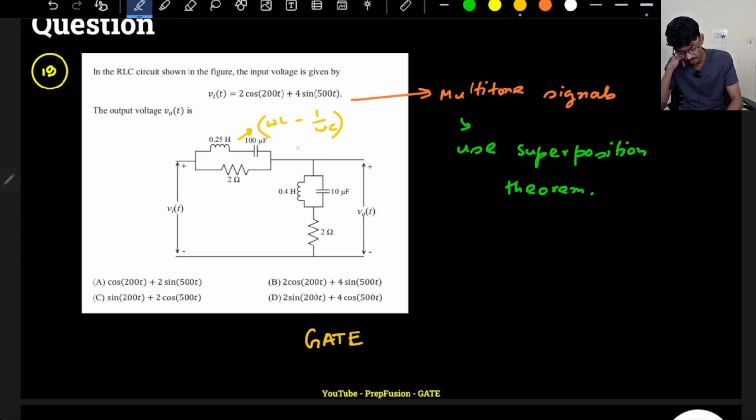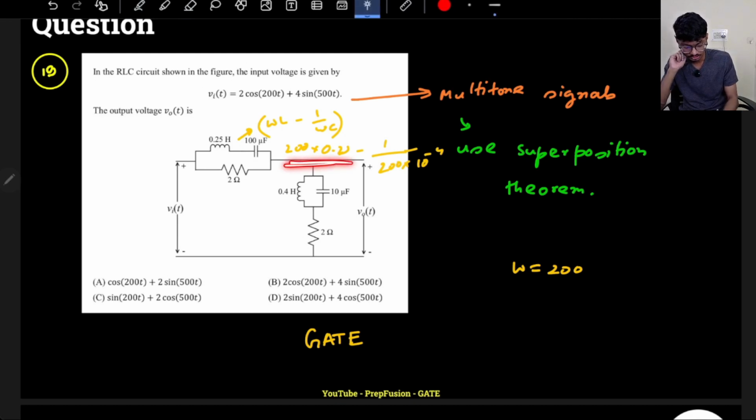So what is omega L? For the first signal, let's consider omega equals 200. For omega equals 200, this is 200 into 2.5 minus 1 by 200 into C. What is C? C is 100 micro, so it is 10 raised to power minus 4. So this becomes 200 into 2.5, which is 500, minus 10 to the power 4 by 200, that is 100 divided by 2, which is 50. Ultimately, the top one becomes 0.